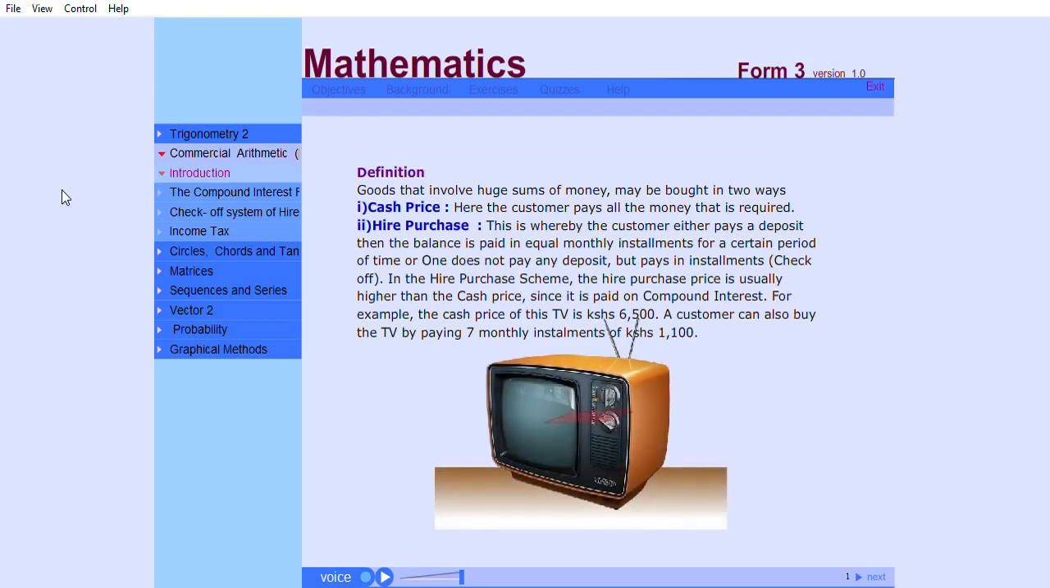Definition: goods that involve huge sums of money may be bought in two ways. 1. Cash price. Here, the customer pays all the money that is required. And 2. Hire purchase. This is where the customer either pays a deposit, then the balance is paid in equal monthly installments for a certain period of time, or one does not pay any deposit but pays in installments, also known as the check-off system. In the hire purchase scheme, the hire purchase price is usually higher than the cash price since it is paid on compound interest.